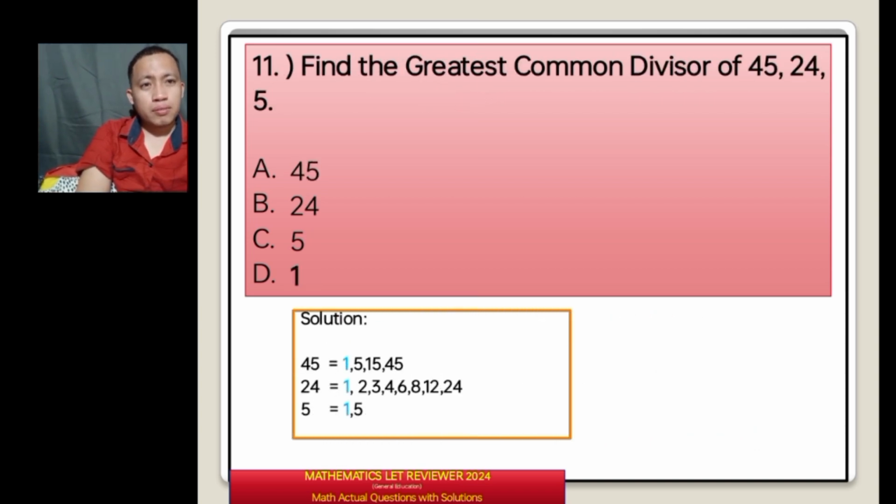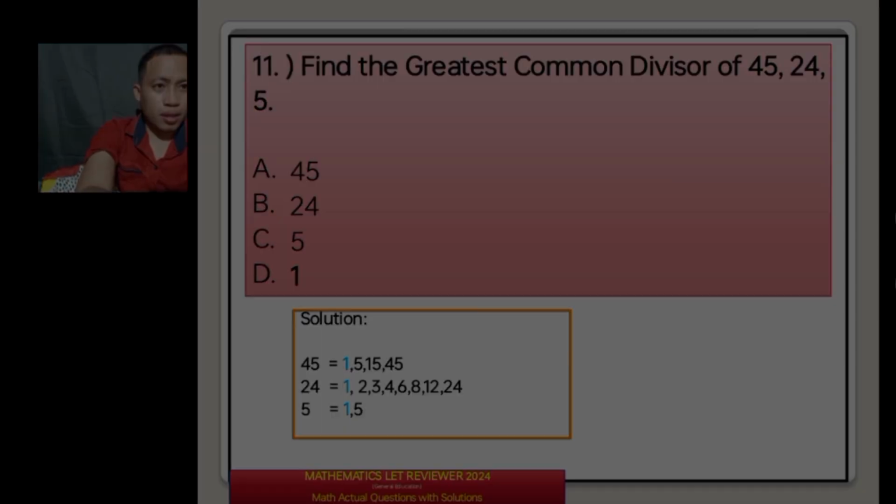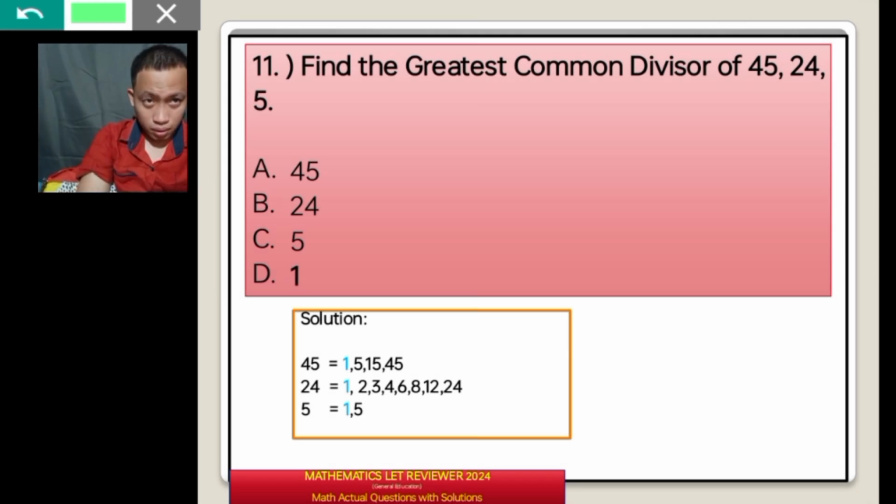Number 11. Find the greatest common divisor of 45, 24, and 5. All you have to do is bring down the 3 numbers because we are tasked to find the GCD or greatest common divisor.